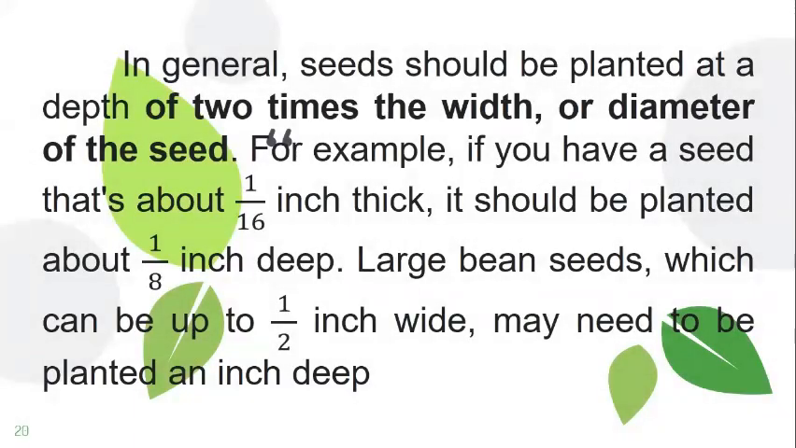In general, seeds should be planted at a depth of 2 times the width or diameter of the seed. For example, if you have a seed that's about 1/16 inch thick, it should be planted about 1/8 inch deep. Large bean seeds, which can be up to half an inch wide, may need to be planted an inch deep.